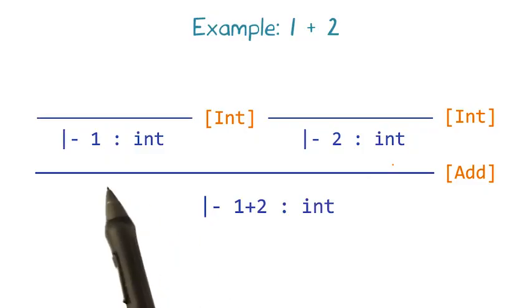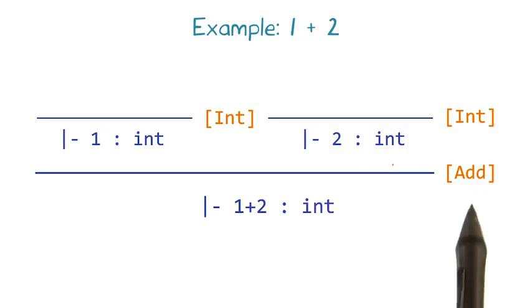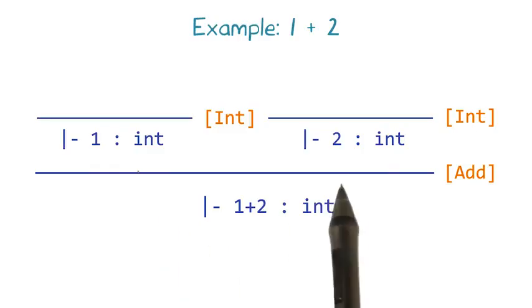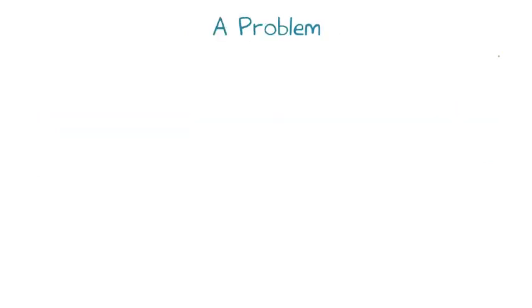Then, we can take these two conclusions and plug them in as hypotheses for the inference rule schema add. Because it is provable that 1 has type int and 2 has type int, it is provable that 1 plus 2 has type int. This conclusion completes the derivation of the typing for the expression 1 plus 2.